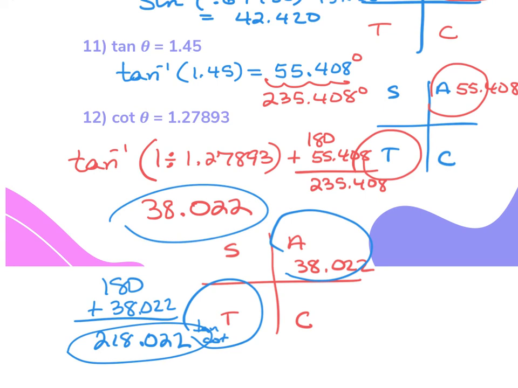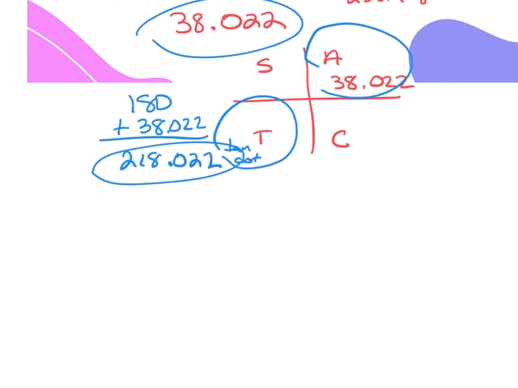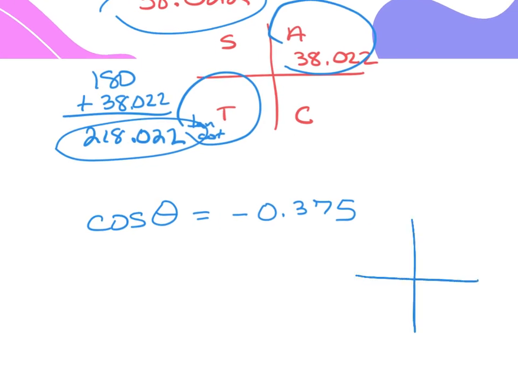Now, I want to add one example here to show you what to do when it's negative. So let's do a different problem. Let's do the cosine of theta is equal to -0.375. Whenever the answer is negative, I'm still going to use that negative answer. I'm looking for which quadrant cosine is negative, and I know it's negative here and here.